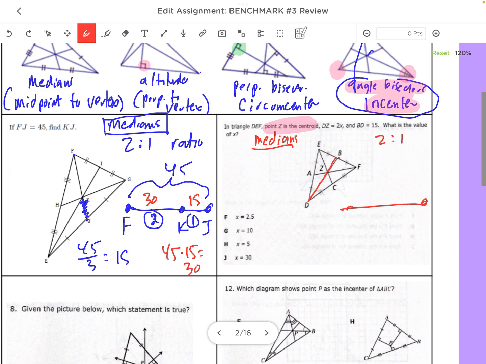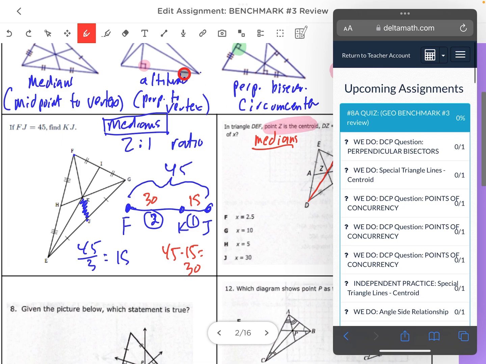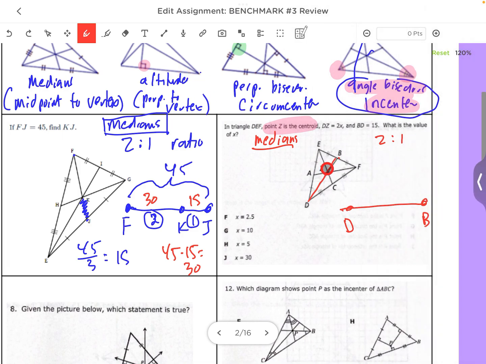So let's go ahead and draw that out. We know D is over here, and we can put B over here. Which one's the short part? It looks like this one's the short part, so Z is right over here. It says DZ is 2x. BD is 15, so the whole thing is 15. And they want to know the value of x.